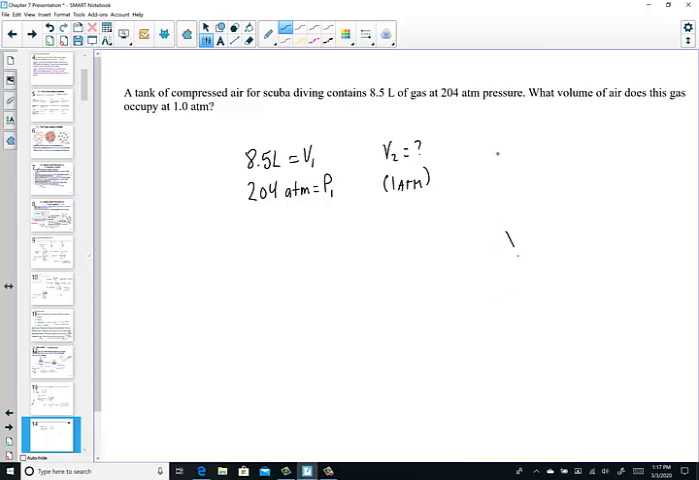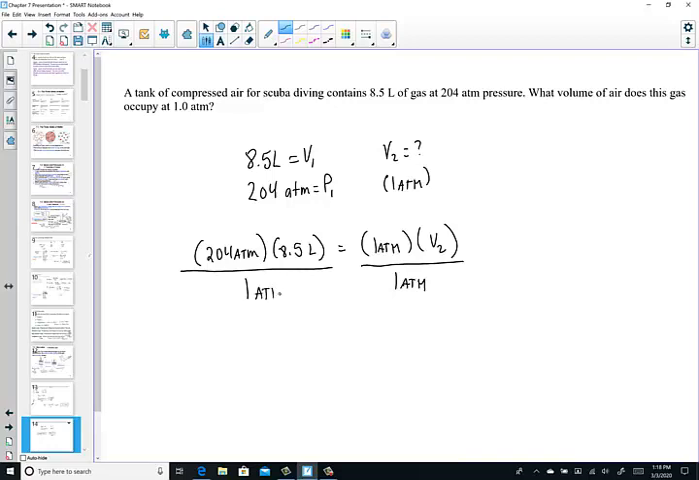A tank of compressed air contains 8.5 liters. There's my V1, and P1 is 204 atm. When the pressure drops significantly to 1 atmosphere, we'd like to know the new volume. What volume of air does the gas occupy at 1 atmosphere? To isolate V2, we're going to divide both sides by 1 atm. This then cancels, and you've isolated the second volume.